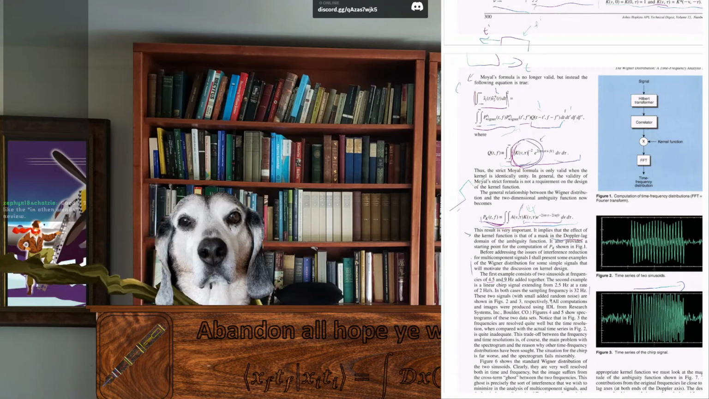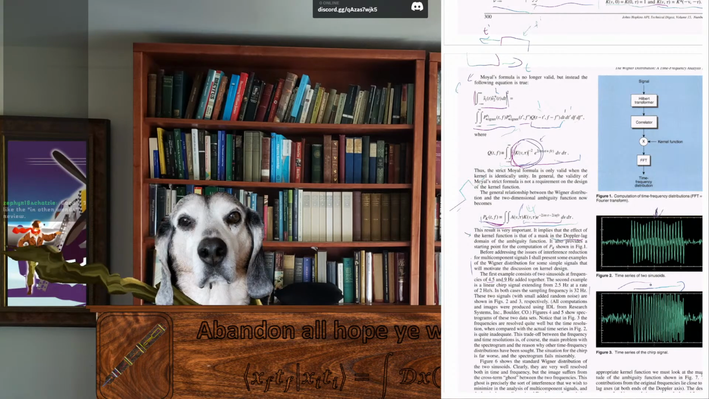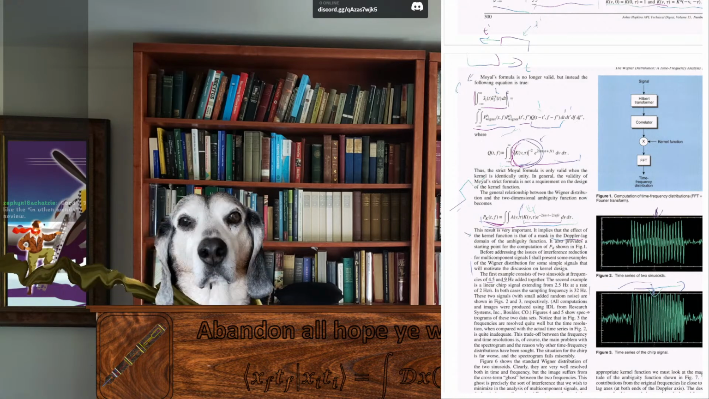These two signals with a small added random noise are shown in figures 2 and 3 respectively. So here are our two sinusoids added together on the top one, and this is our chirp on the bottom one. All computations and images are produced using IDL. Figures 4 and 5 show spectrograms of the two data sets.